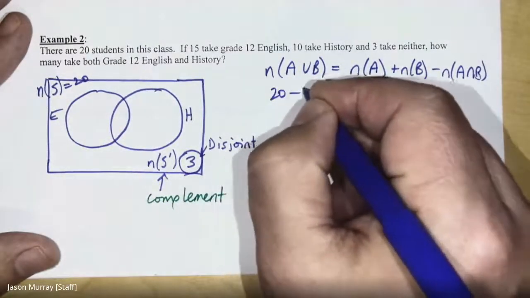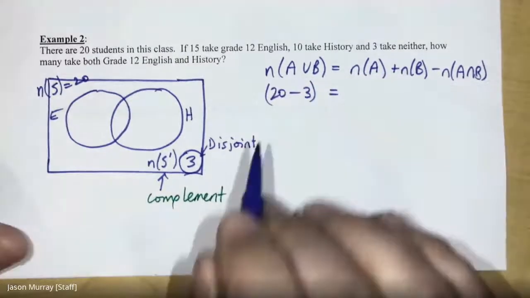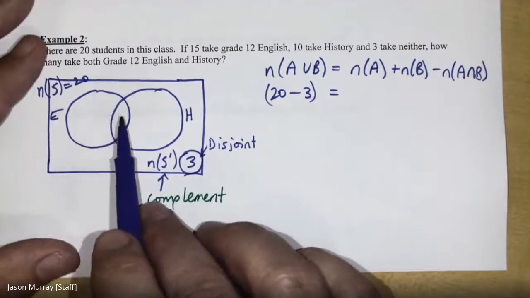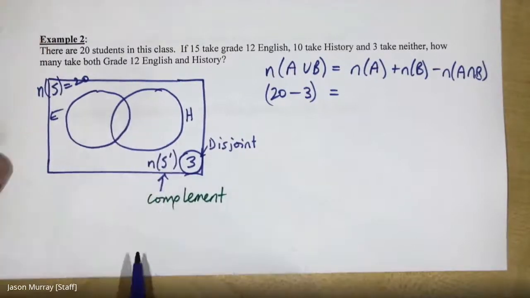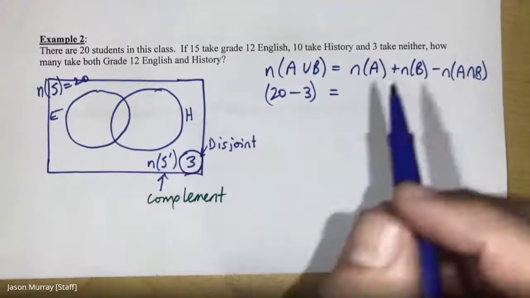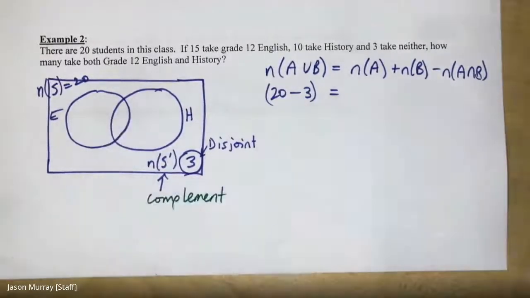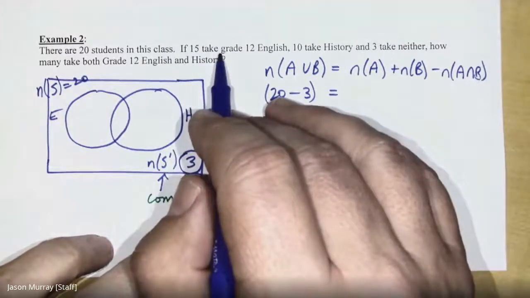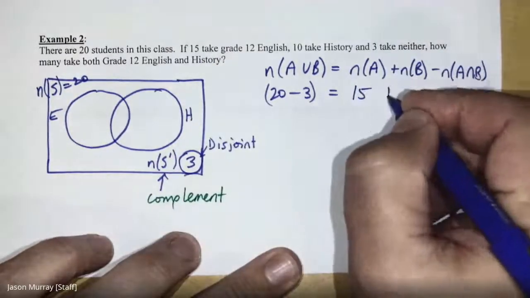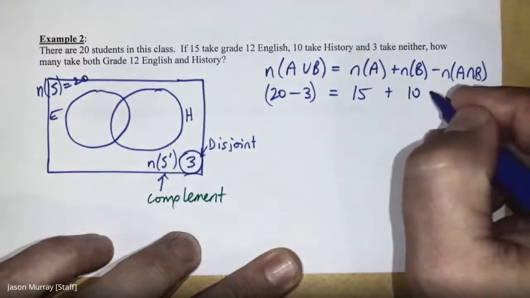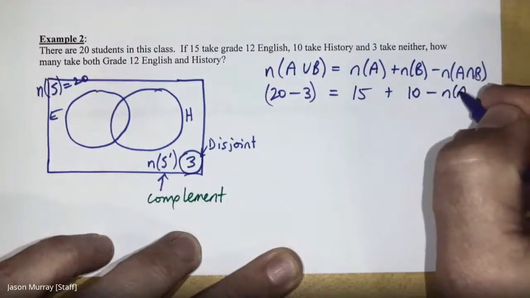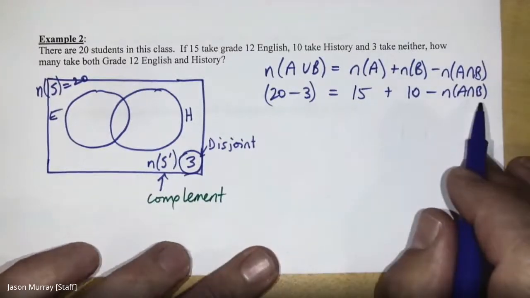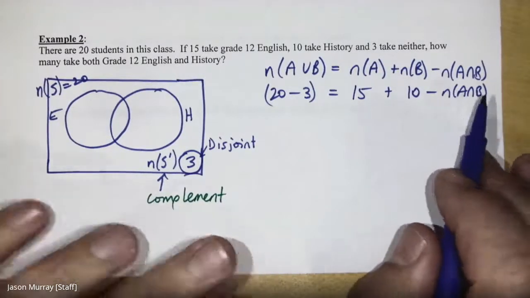I'm going to write it as 20 minus 3, which is really 17. I know I have to account for 17 people in these 3 sections of the 2 sets. n(A) is how many students are taking grade 12 English. That's 15. n(B) is 10. And the number in A and B is the thing we're trying to find. Well, guess what? We have a formula now. We can solve for that.